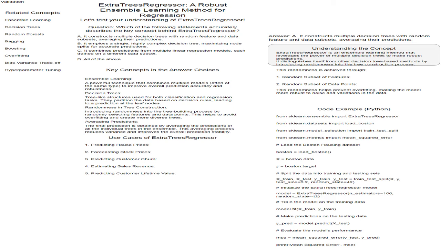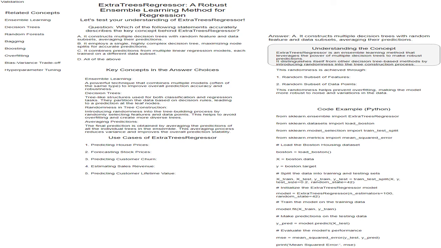Correct. This statement accurately describes the core principle of extra trees regressor. It builds an ensemble of multiple decision trees, each trained on a random subset of features and data points, and averages their individual predictions to make a final prediction. This randomness helps to reduce variance and improve the model's robustness.